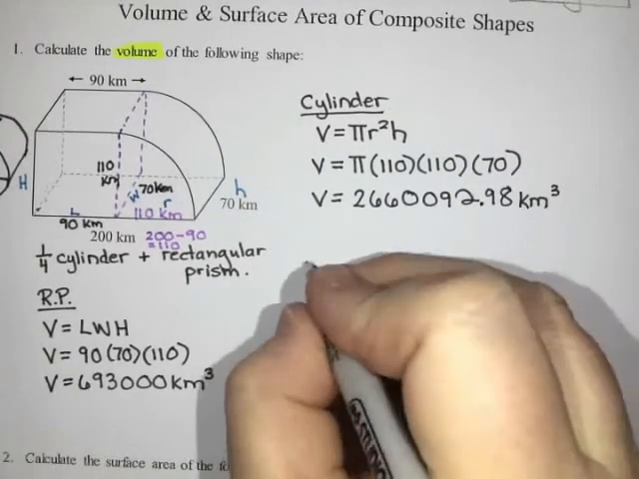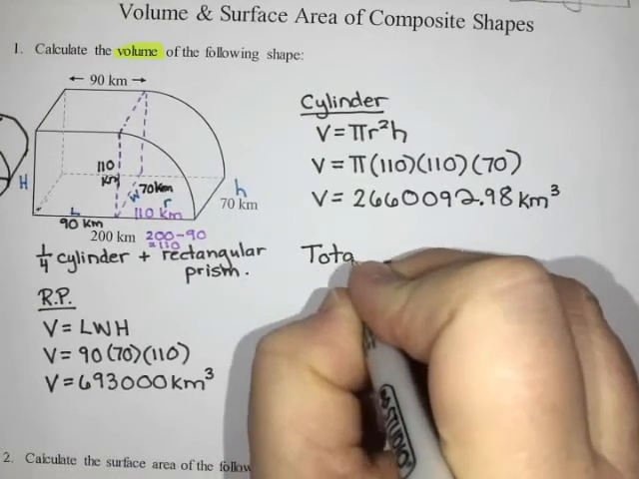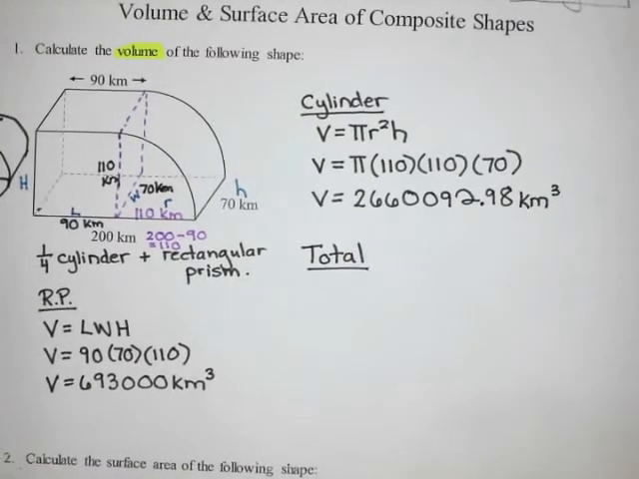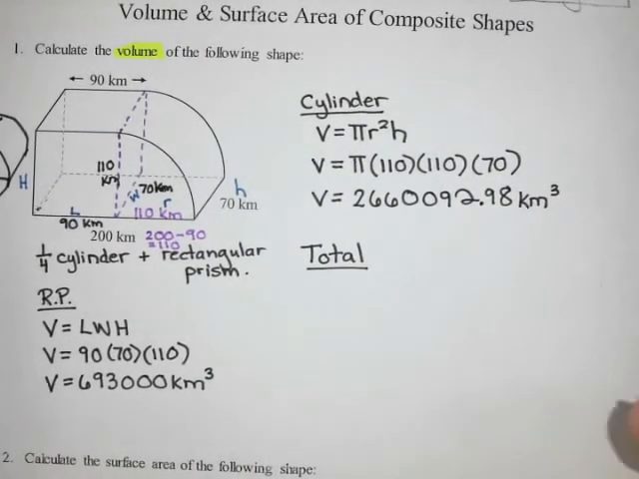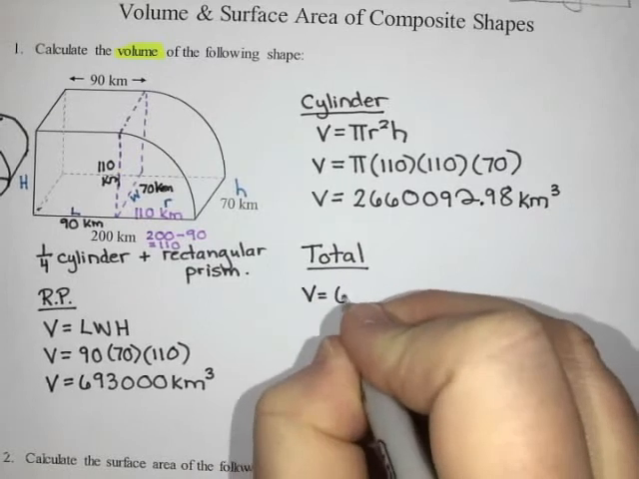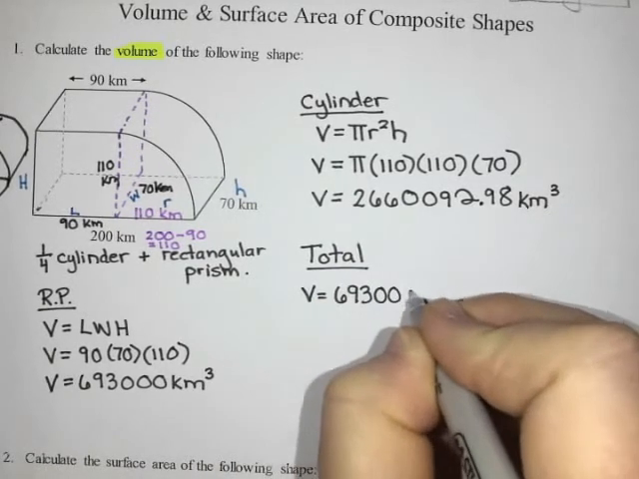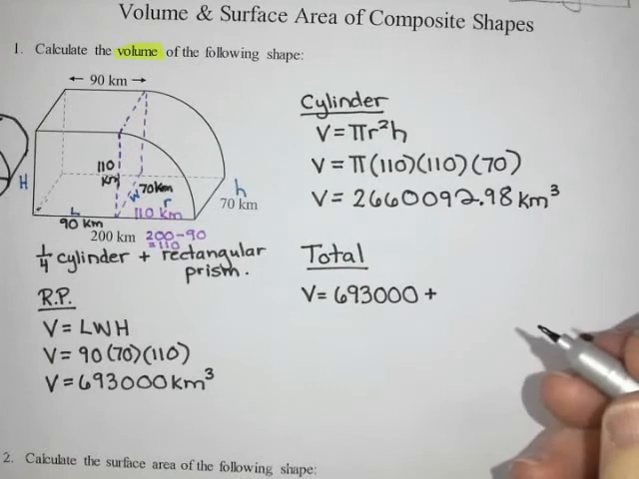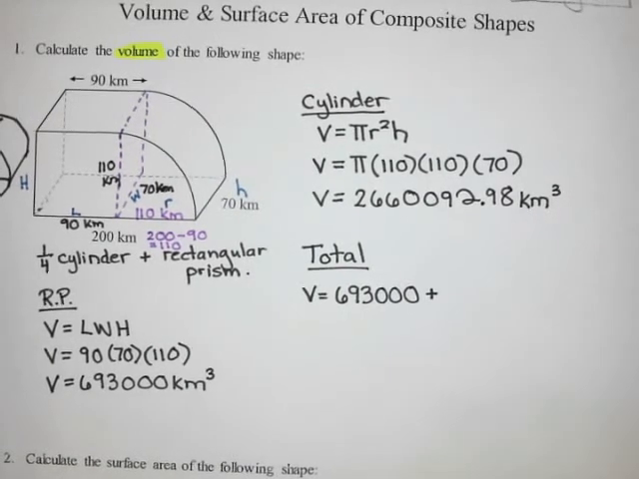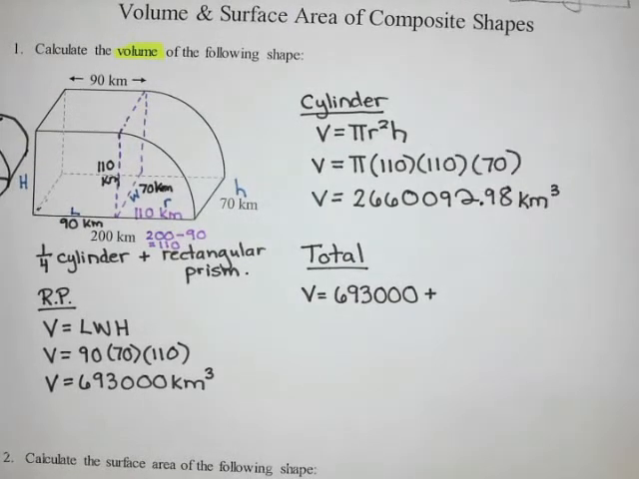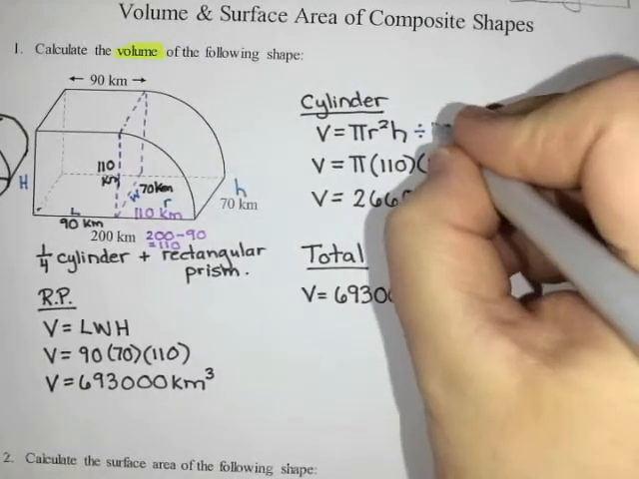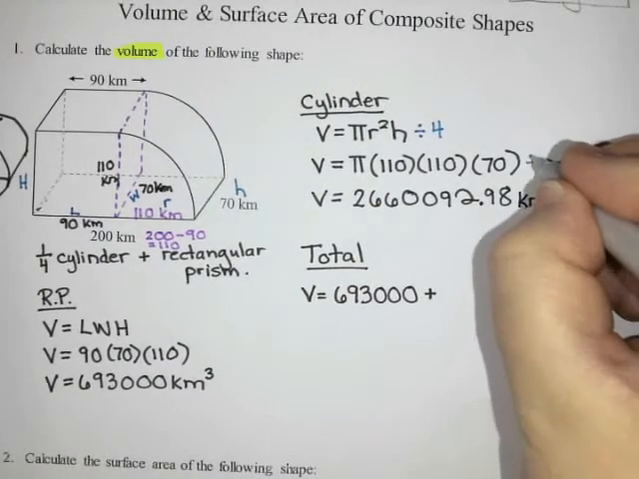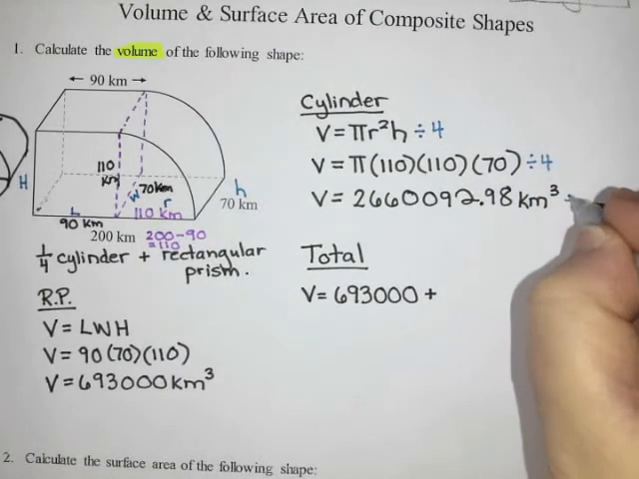All right, so to get my total volume, these two shapes are being added together. So I'm going to take the volume for the rectangular prism, the volume for the cylinder, and add those two things together. So I'm going to do 693,000 plus, oh, wait, I forgot to do something. Were you shouting at me this whole time? This is not a full cylinder. It is only a quarter of a cylinder. So I need to make sure that I divide my cylinder by 4. So all of these need to be divided by 4.